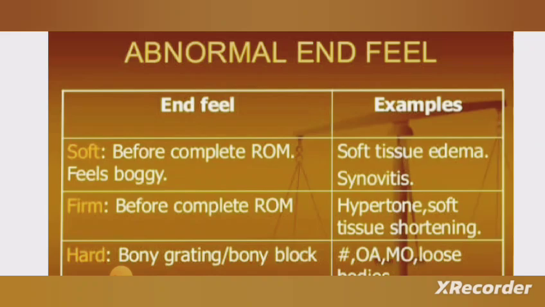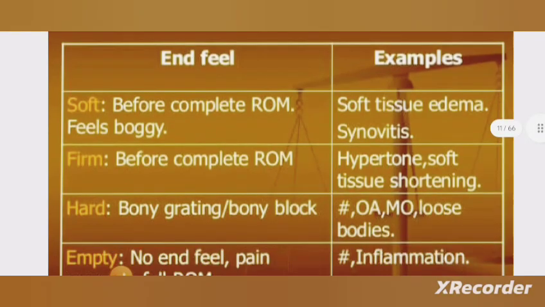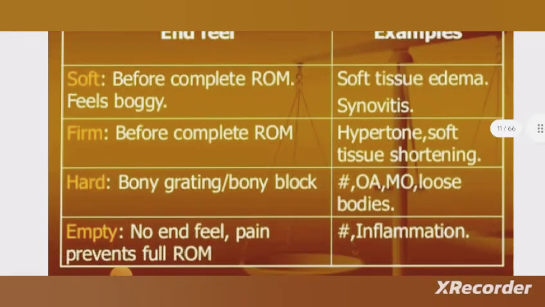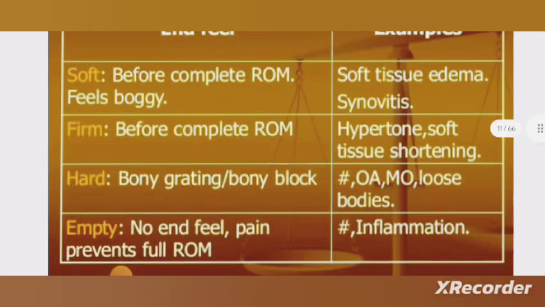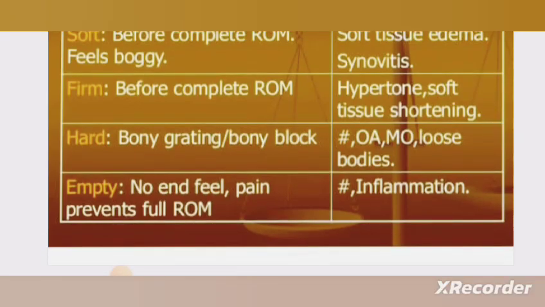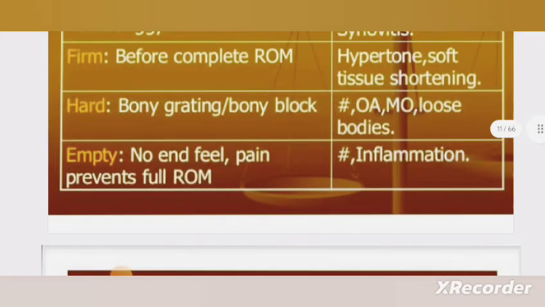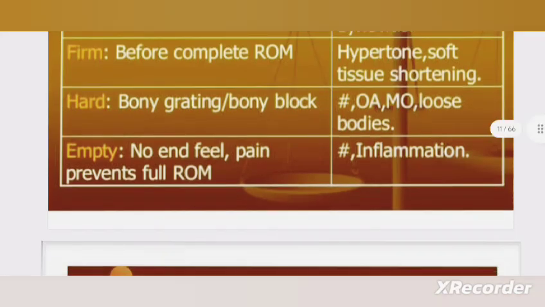Now we talk about the abnormal end feel. Abnormal end feel has a soft type of end feel, and it feels boggy, like in edema. Next is the firm end feel, which occurs before the full range of motion is complete. It occurs in soft tissue shortening or hypertonia. Next is the hard bony feel, bony grating or bony block, which occurs in osteoarthritis or loose bodies.